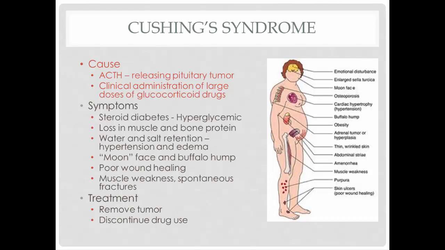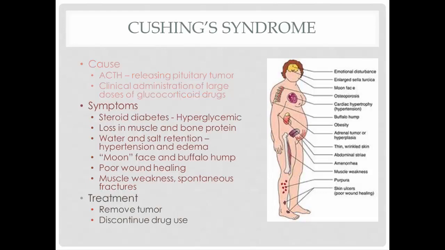It can also be because of clinical administration of large doses of glucocorticoids, like prednisone that's used to reduce the immune response. Say if you have an autoimmune disease, you take prednisone so that your immune system's lowered so it doesn't attack your cells anymore. But those doses may be too high, and that can lead to high levels of cortisol.